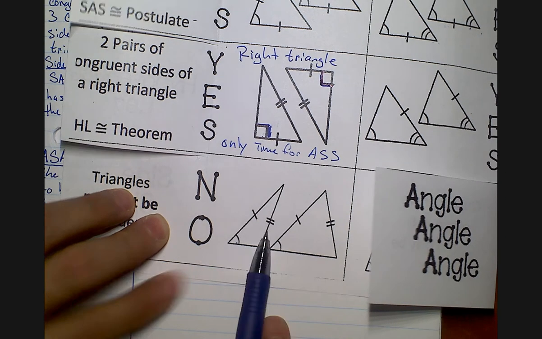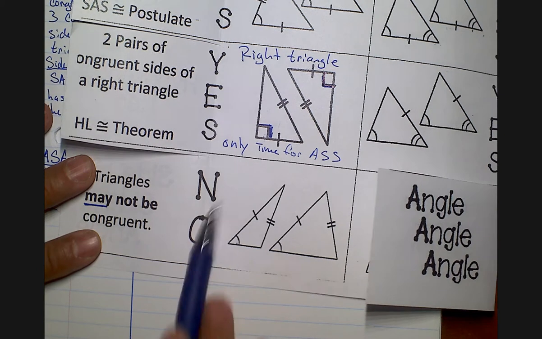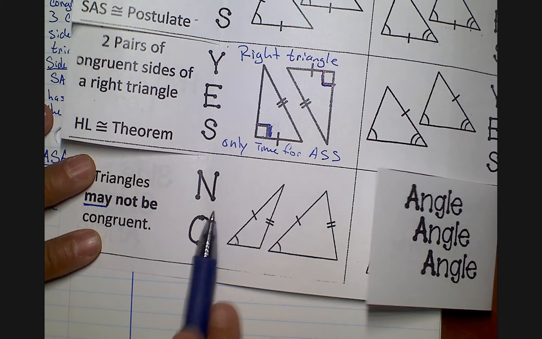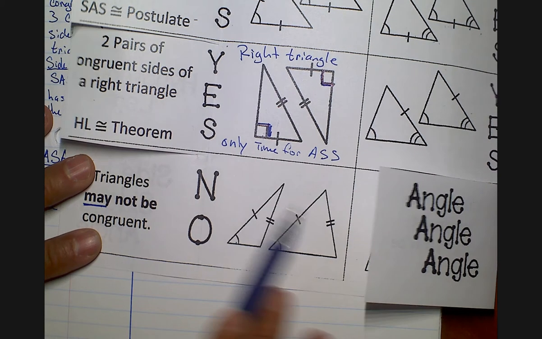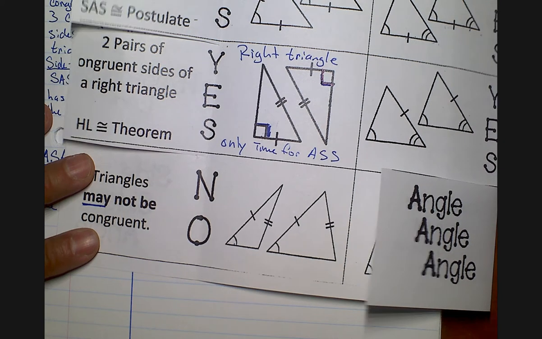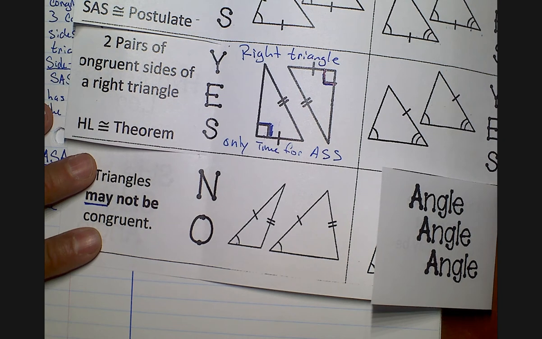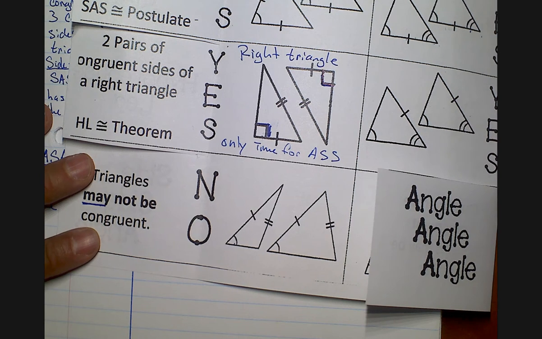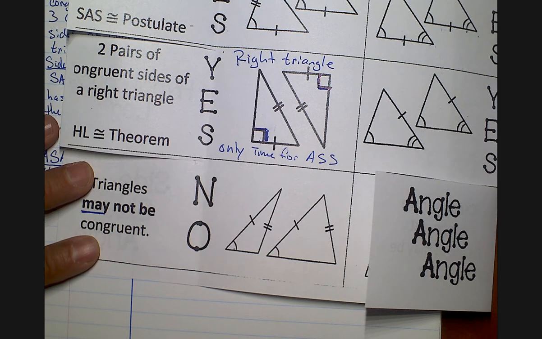They're different shapes, and so these are not going to be congruent by angle-side-side. If you ever have it like this in your ASS, that's not going to be congruent. So you would say not congruent right there. Make sense? Okay, good.